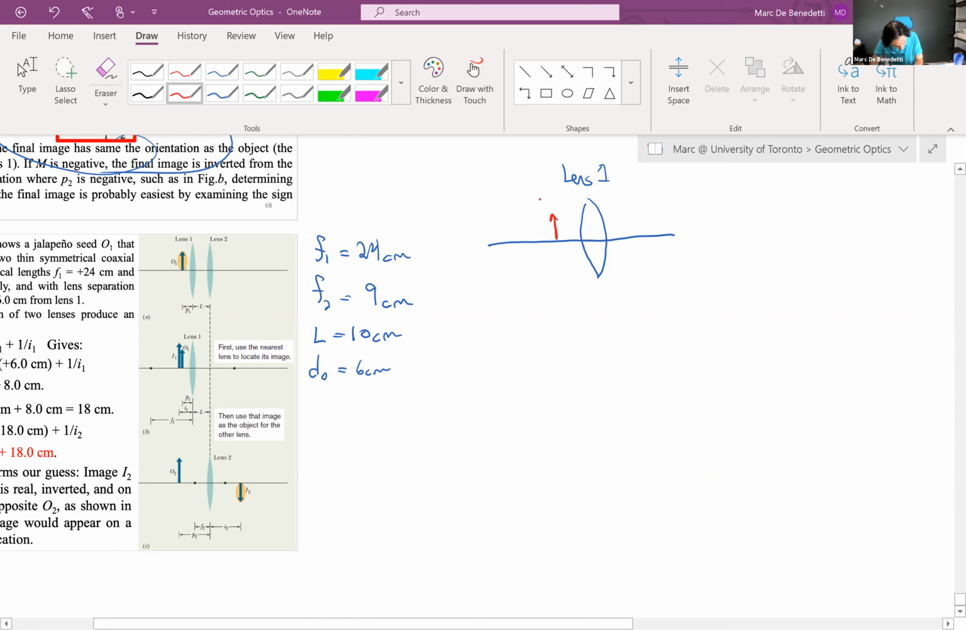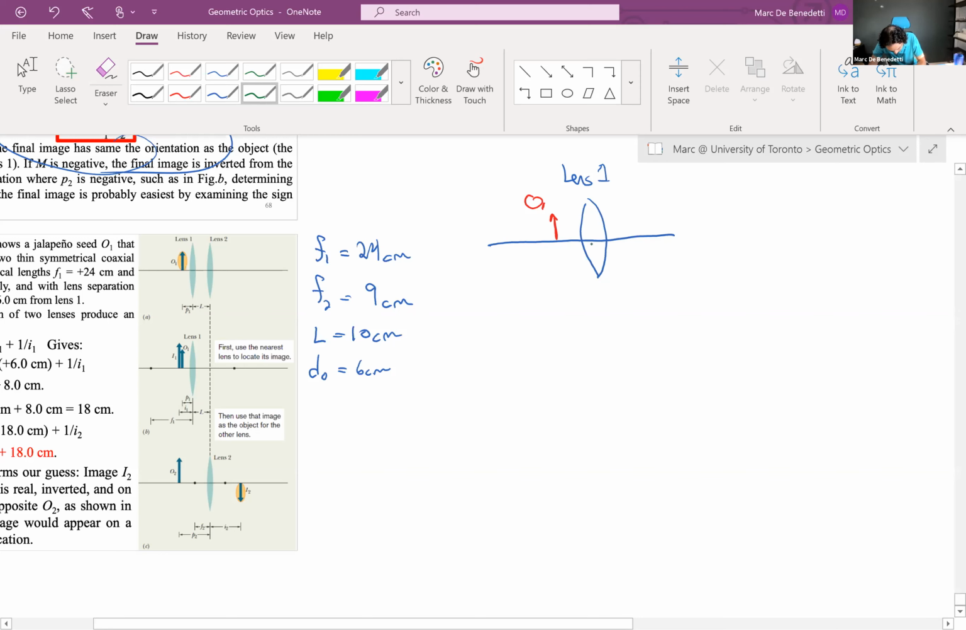Here we're going to have the object, the jalapeno seed. For some reason they call that O1. They should have called it like J1 for jalapeno seed. Even that would have made more sense than capital L for angular momentum, because at least jalapeno starts with a J, even though it doesn't sound like it starts with a J. But anyway, they're calling it O1, so let's call it O1.